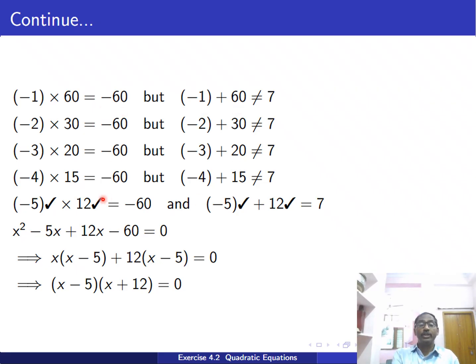In that way we try all the pairs. Then I got minus 5 times 12 giving minus 60, and minus 5 plus 12 giving 7. So x square minus 5x plus 12x minus 60 equal to 0. Now grouping the terms and factorizing: x times (x minus 5) plus 12 times (x minus 5) equal to 0. Therefore (x minus 5)(x plus 12) equal to 0.